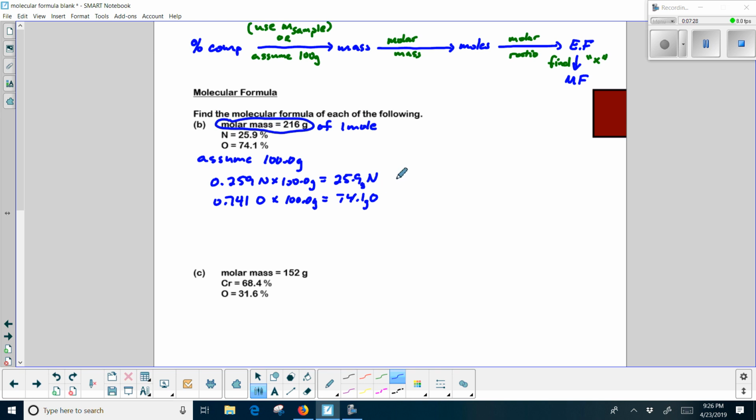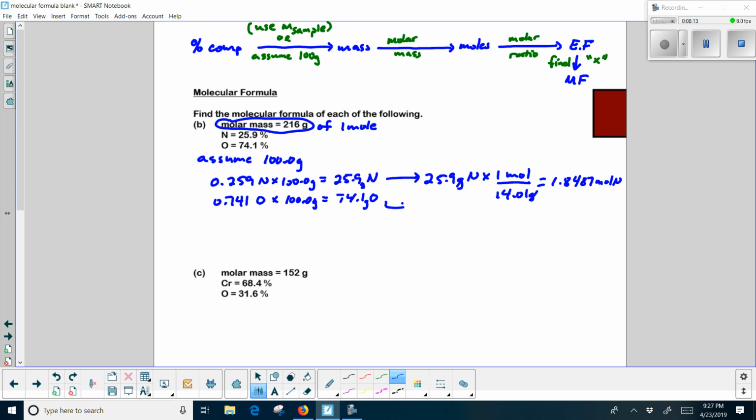Next thing we have to do is figure out the number of moles. So what I know is I've got 25.9 grams of nitrogen, and I know that 1 mole of nitrogen has a mass of 14.01 grams. And I do a little bit of math over here, and what happens is we end up with 1.8487 moles of nitrogen. I'm not going to do very much rounding right now. I'm going to leave this as lots of extra decimal places.